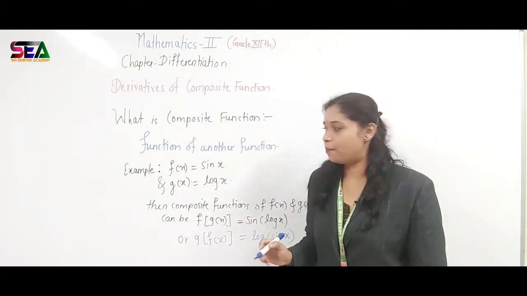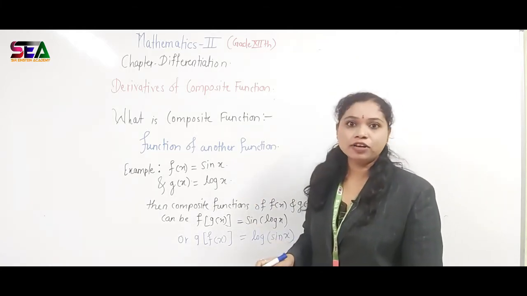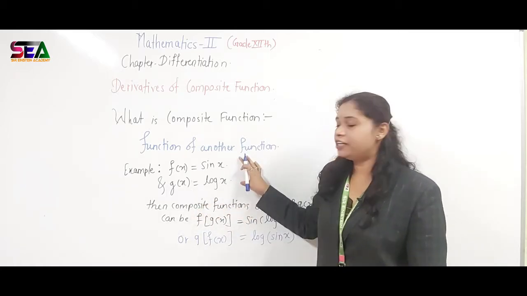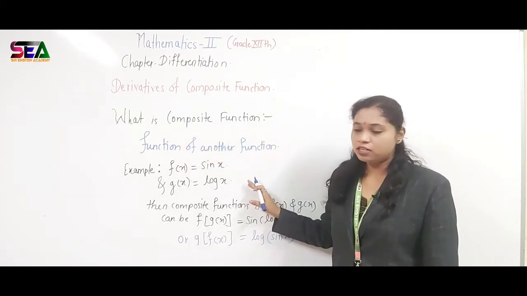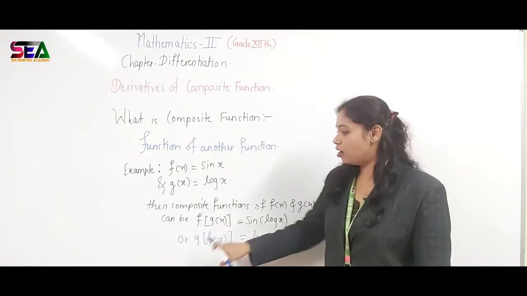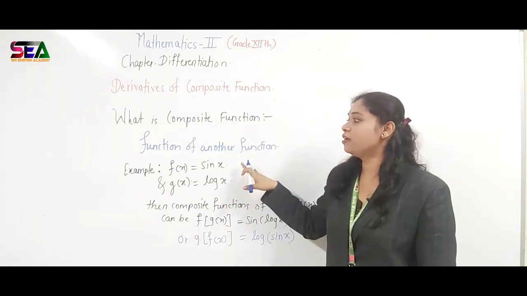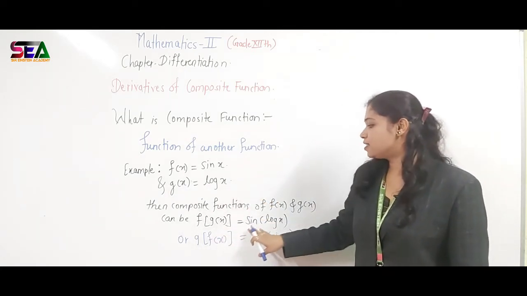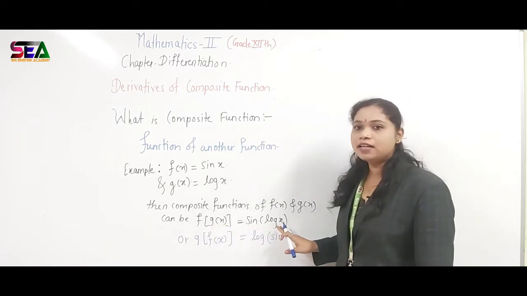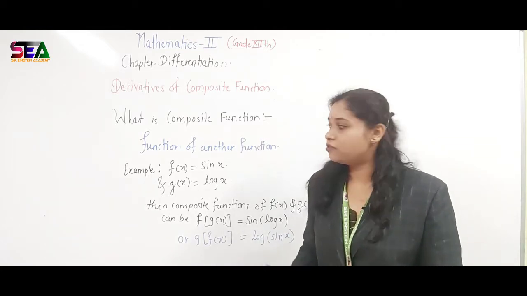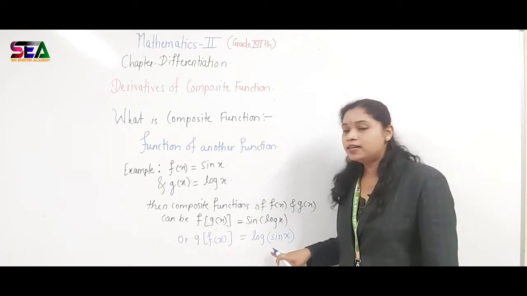Let's start with an example. If I take f(x) equal to sin x as the first function of x and another function of x as g(x) equal to log x, these are two different functions of x. I have to form the composite function from these two functions. It can be either f of g of x or g of f of x. The first combination is f of g of x, which equals sin of log x, and the other combination is g of f of x, that is log of sin x.